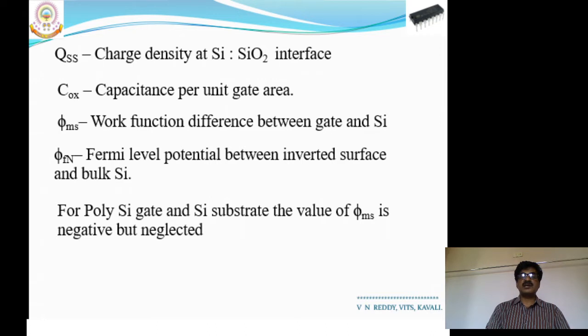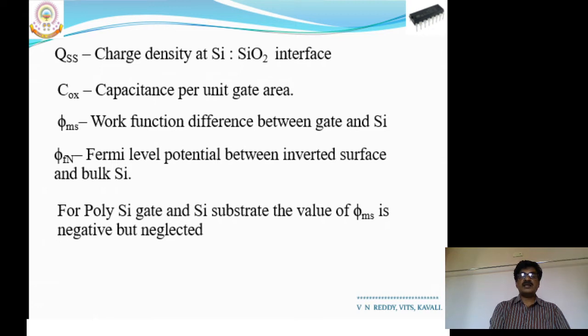COX is the gate capacitance per unit area. And phi ms is the work function difference between the gate and silicon substrate. Phi Fn is the Fermi level potential between the inverted surface and bulk silicon. So these are the different parameters on which the threshold voltage depends.